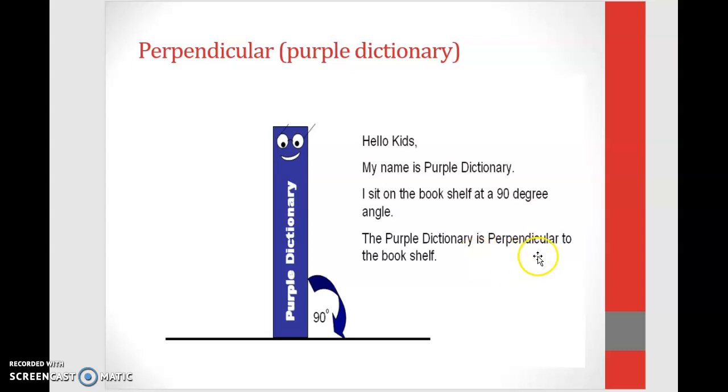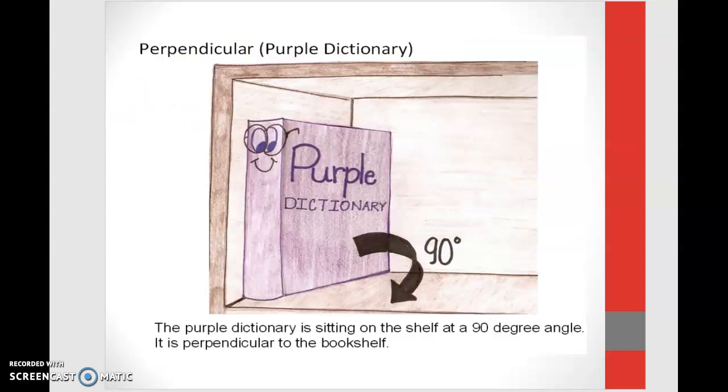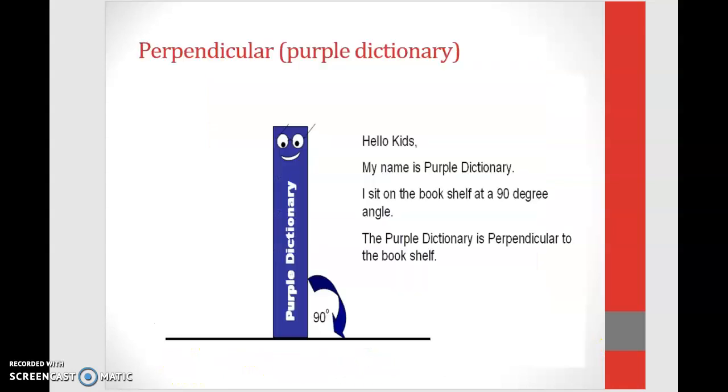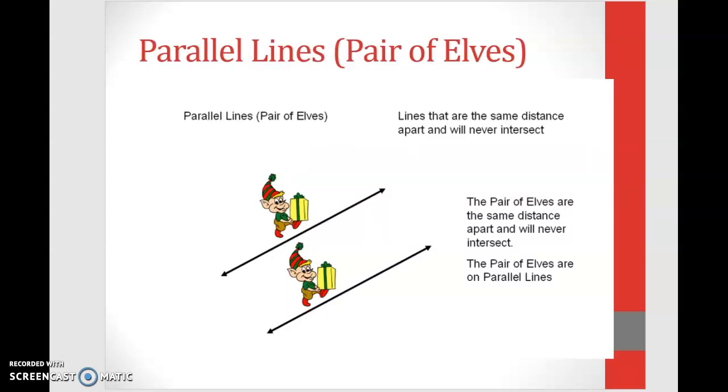So some of your students, are they going to remember perpendicular? Not necessarily, right? Especially some of your students who might have some learning problems. But are they going to remember purple dictionary and the picture of purple dictionary? Yeah, probably, right? That is a great way. Using keywords is a great way to get them to remember some trickier concepts. Perpendicular, the purple dictionary is sitting on the shelf at a 90-degree angle. It is perpendicular to the bookshelf. So they're going to remember this visual, and then they're going to be able to think, oh, what was that word? Purple dictionary, purple, oh, perpendicular. And then they might be able to get the term that they want.